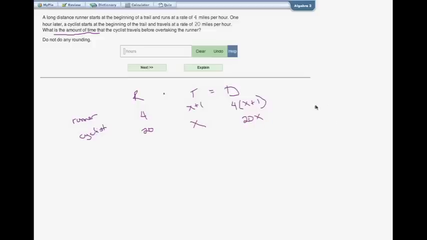That means they both started here at the beginning. The runner started running but was going really slow. After a while, the cyclist comes along and starts riding really fast, and he overtakes or meets the runner at a certain point. So that means they've both gone the exact same amount of distance. They started at the same point, the cyclist catches up with the runner, so their distances are equal. So the runner's distance, 4 times the quantity x plus 1, is equal to the cyclist's distance, and that gives us our equation.